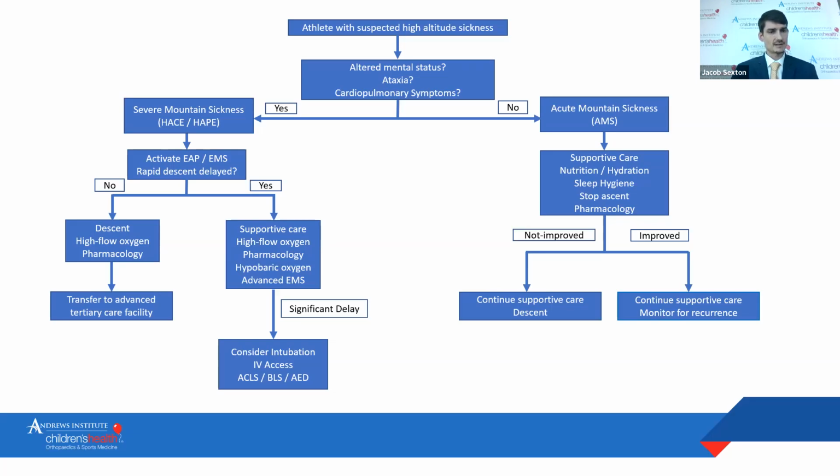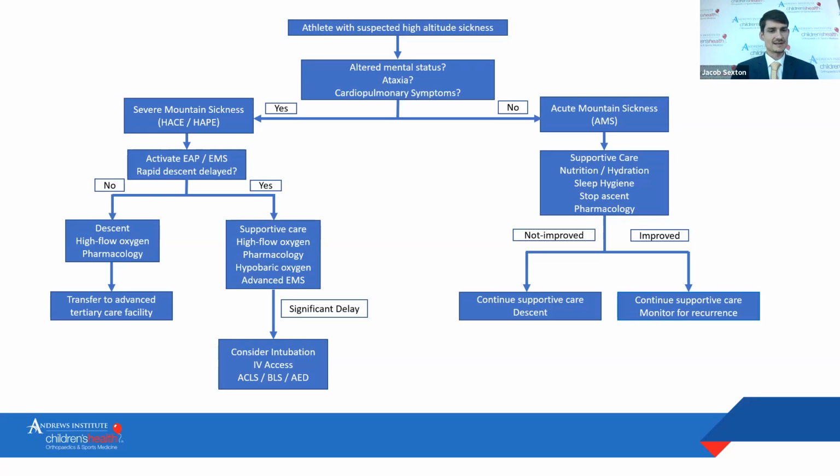If rapid descent is not delayed, then immediately start having the athlete packaged and removed from the environment, descending as fast and as safely as possible. You can also provide high flow oxygen therapy at that point in time, as well as your prophylaxis and treatment pharmacology. And then these patients need to be transferred to an advanced tertiary care facility, as they typically need advanced diagnostic imaging, as well as continued pharmacology medications to help prevent cerebral herniation or cardiac arrest in the setting of pulmonary edema.